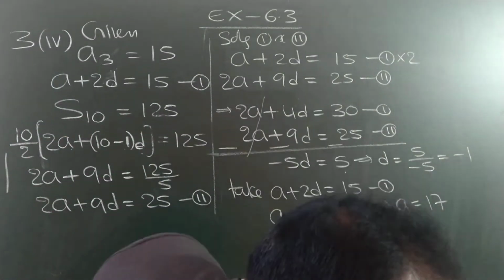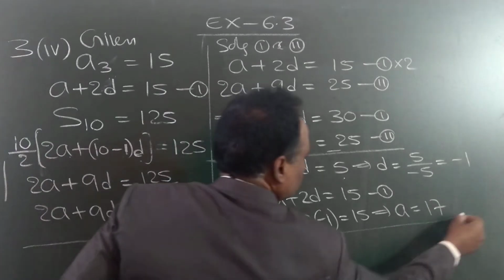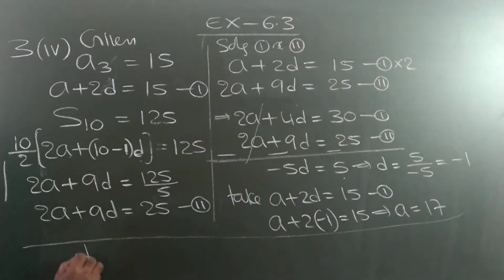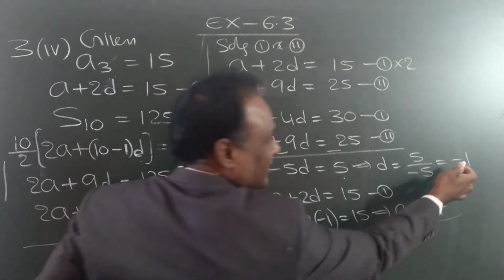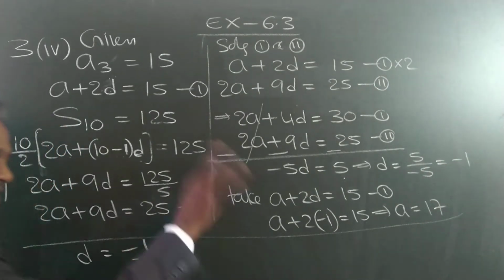Now we can answer any question. What are the questions? Check, students. Find D. D we already got. That is minus 1. First answer over.